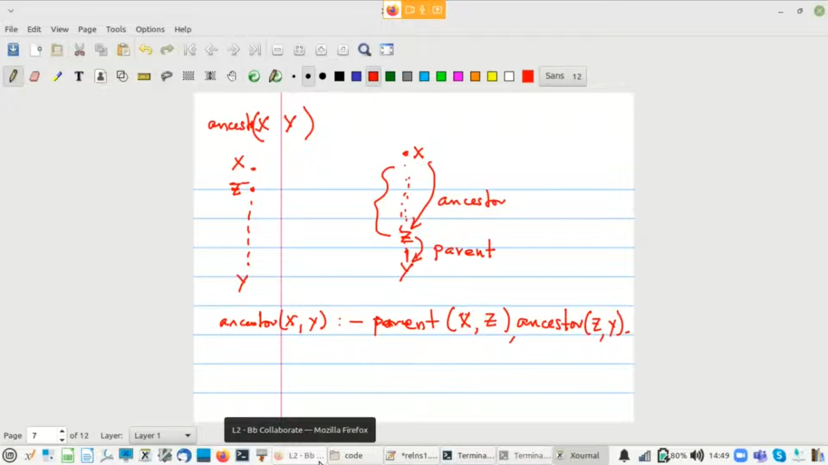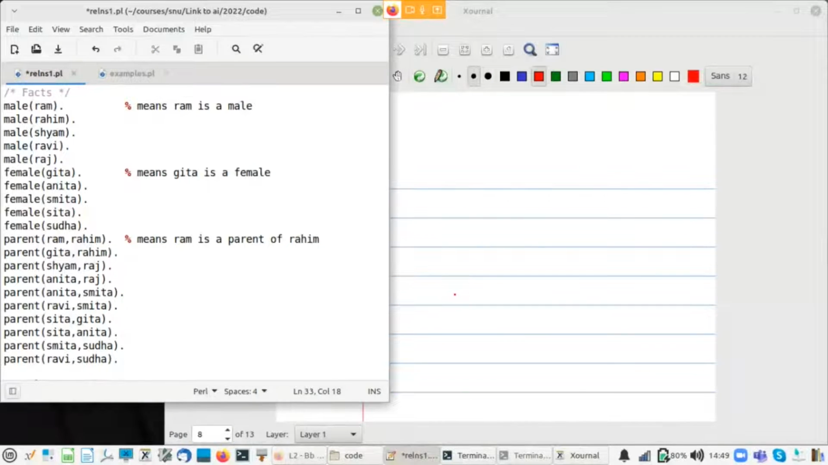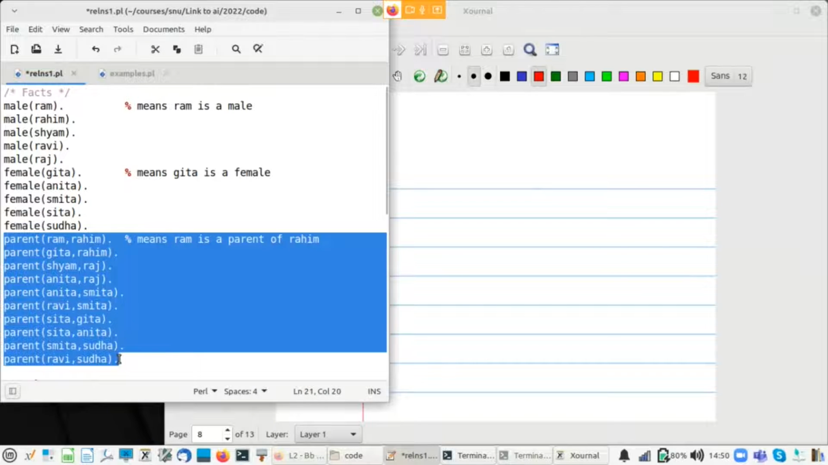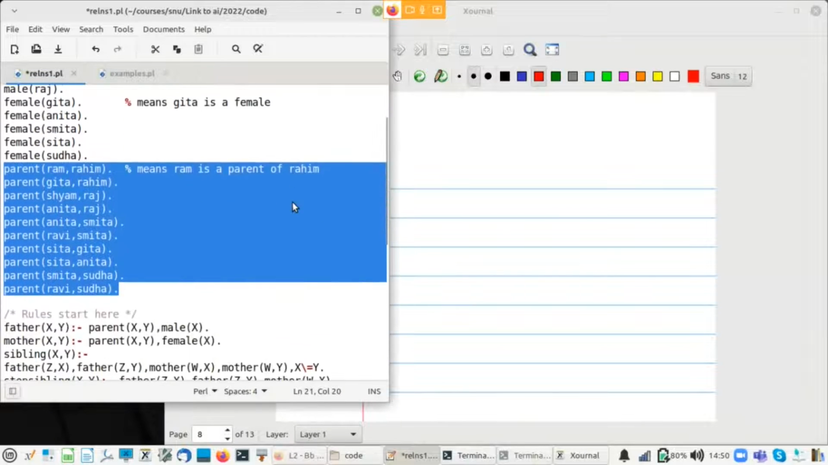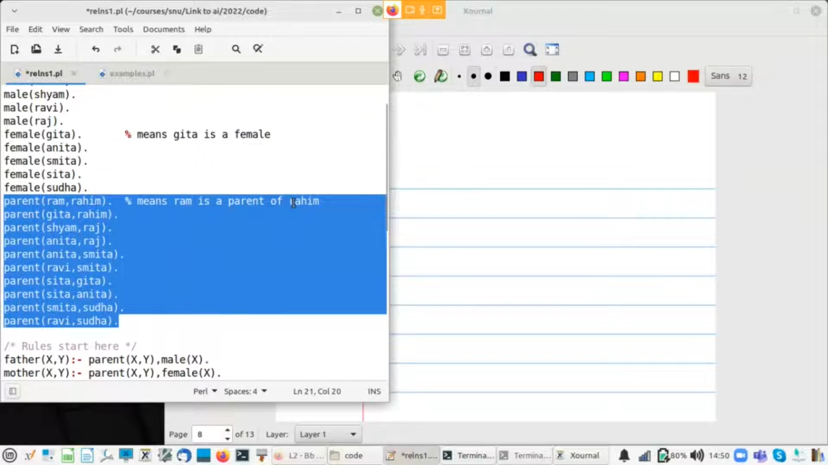Okay, so to kind of look at this thing, let us do one more thing. What I'm trying to do now is to basically draw the ancestral tree. So what is happening here? Let's look at the facts. So Ram is a male, Rahim is male, etc. Then come to the parent relations here. I am highlighting them in blue. So if you look at these relations, I hope I've captured all the facts. So let's try to do this. So Ram and Geeta are Rahim's parents. So let us try to see how it looks.